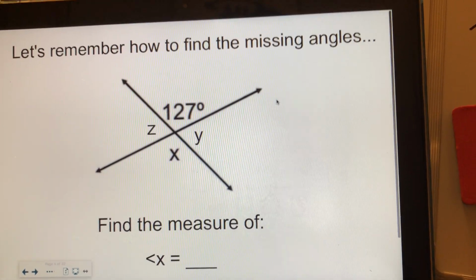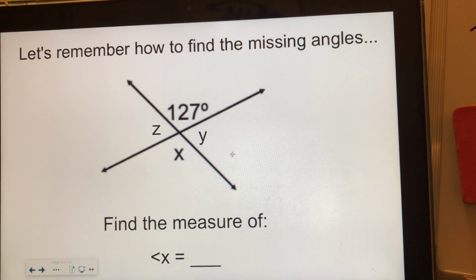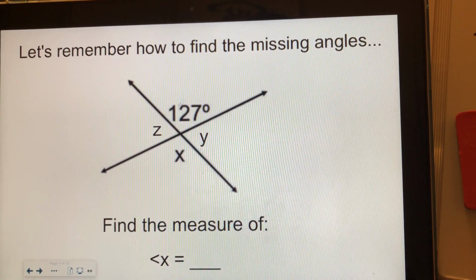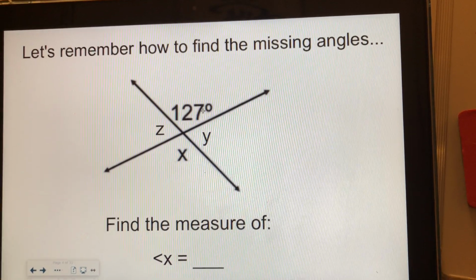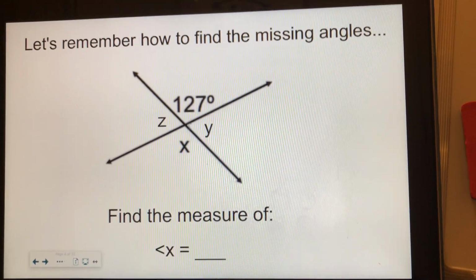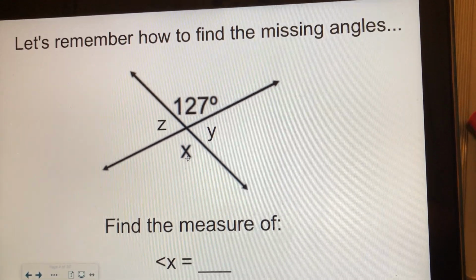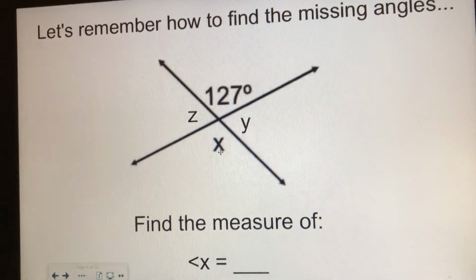So let's remember how to find the missing angles. Again, we just tried it. I know that we have one angle, which is 127 degrees. So angle X is vertical to it. So angle X measures 127 degrees.